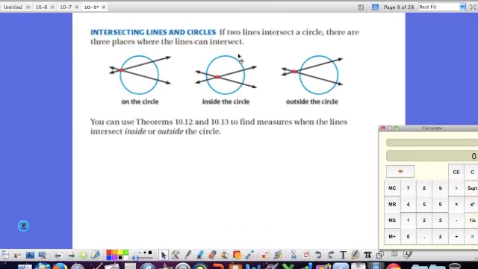Two lines intersect a circle. There are 3 places where they can intersect. They can intersect on the circle, which we've learned about inscribed angles. They can intersect inside the circle. They can intersect outside of the circle. We're going to use theorems 10.12 and 10.13 to find measures when the lines intersect inside or outside the circle.